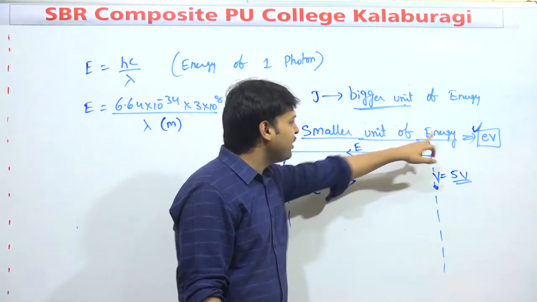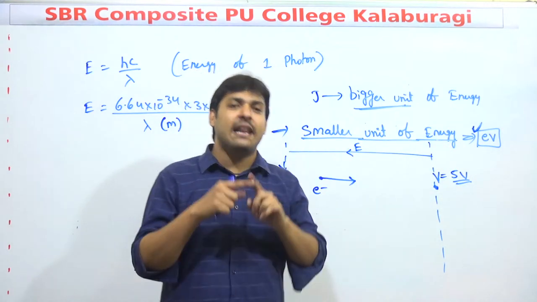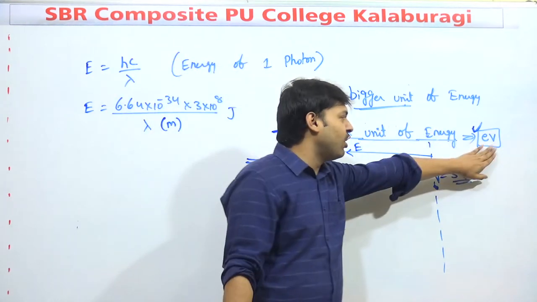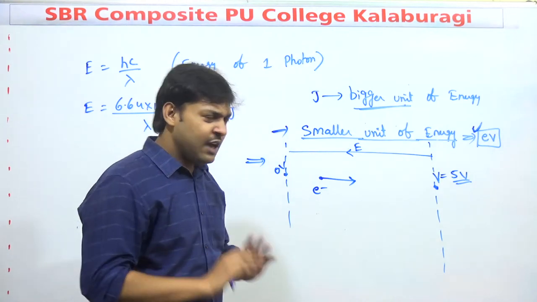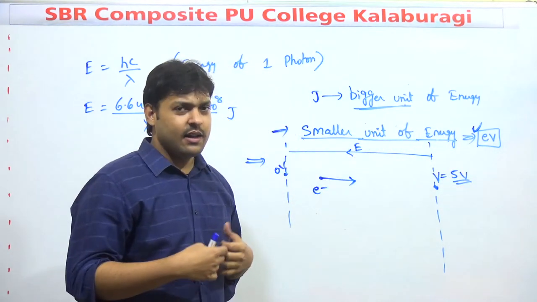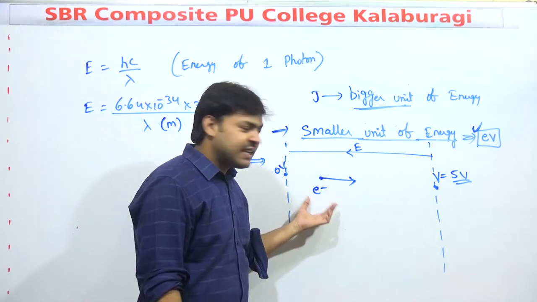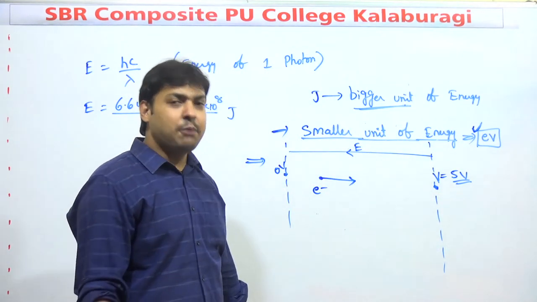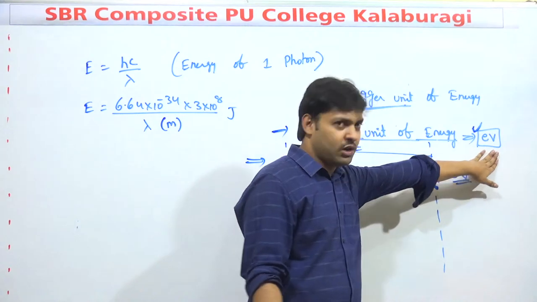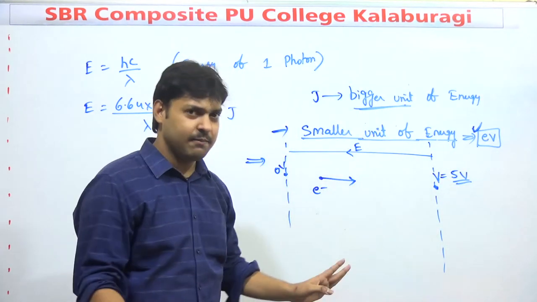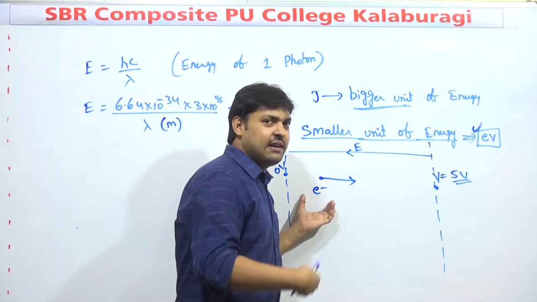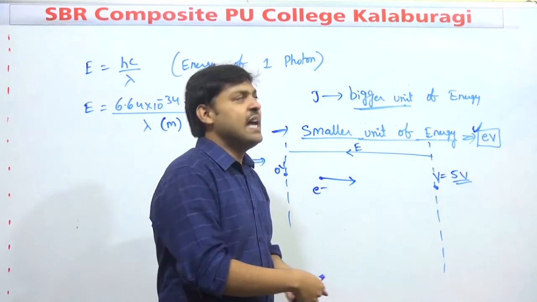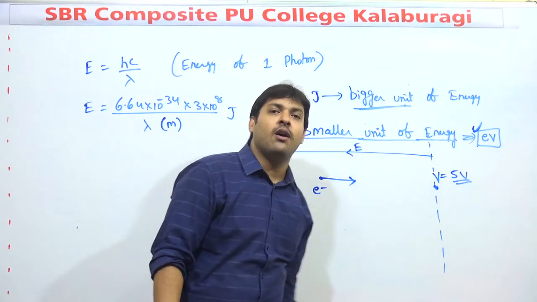Now what do you mean by this smaller unit of energy? The energy gained by the electrons due to the applied potential difference, we call it electron volt. Simple. Is that clear? What do you mean by electron volt? The energy gained by the electron when placed in the potential difference, whatever the potential difference might be, we call it electron volt. Now, clear about the point? The energy gained by the electron when some potential difference is applied, we call it electron volt. That is a smaller unit.